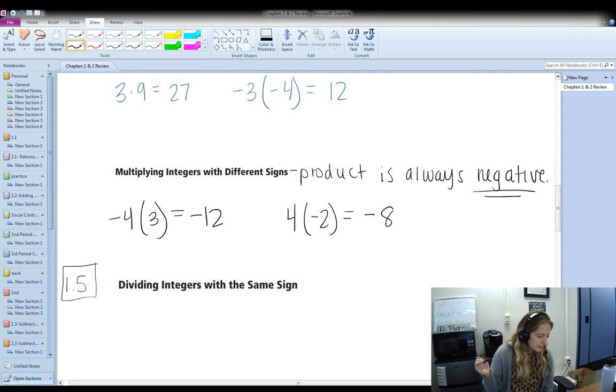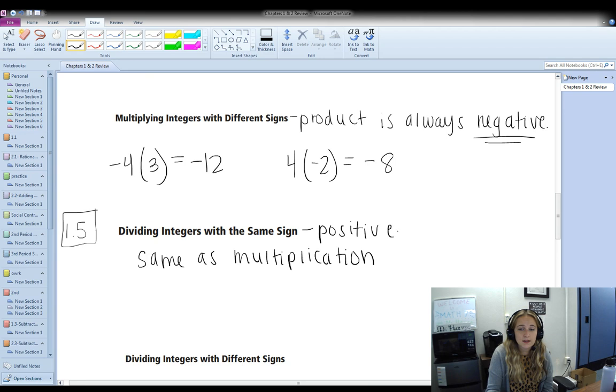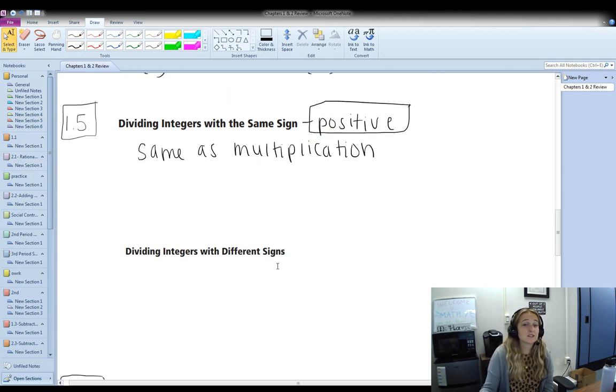All right. Okay, so dividing, pretty straightforward. I'm not even going to really write too much for this. I'm just going to write same as multiplication. So what that means is if you're dividing integers with the same sign, it's always going to be positive. And if you're dividing integers with different signs, it's always going to be negative. So just like multiplication.